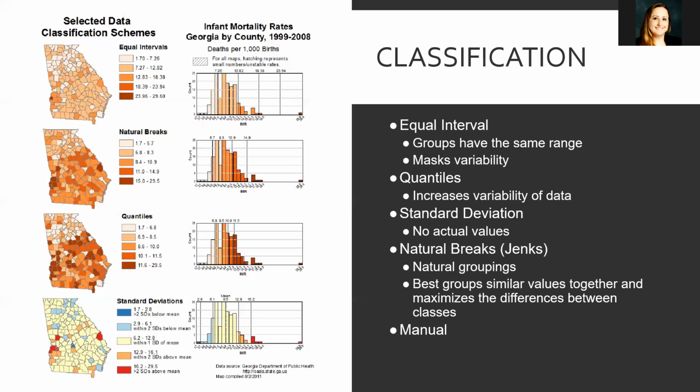Lastly, manual breaks are just what it sounds like. You determine which values belong to each group. This is particularly useful when you are creating multiple maps to be analyzed together, also known as a map series, or if there are important theoretical values or value ranges that you want to convey with your map.